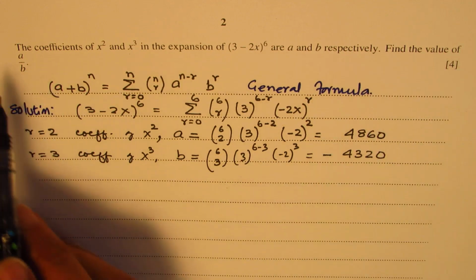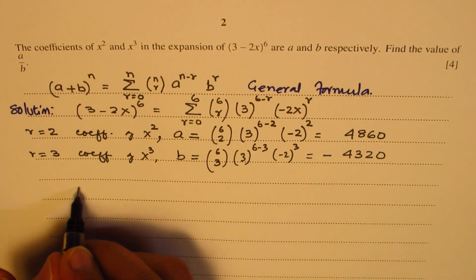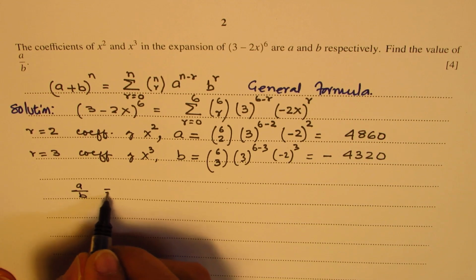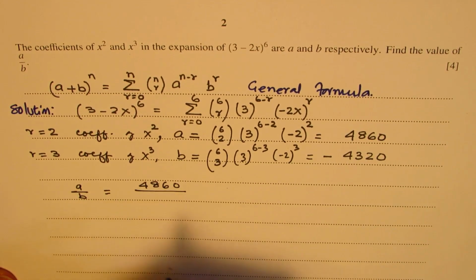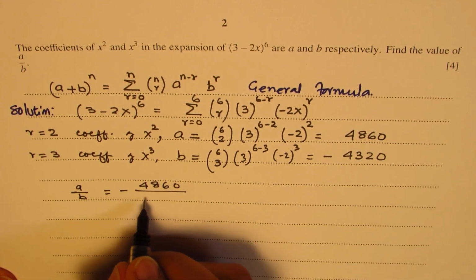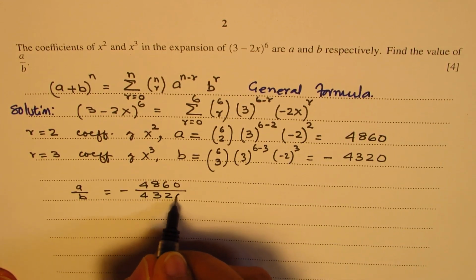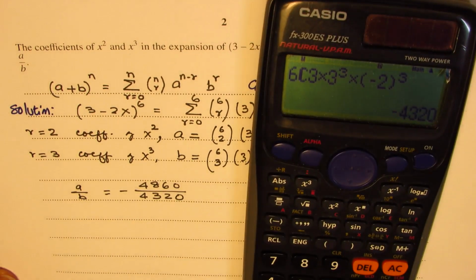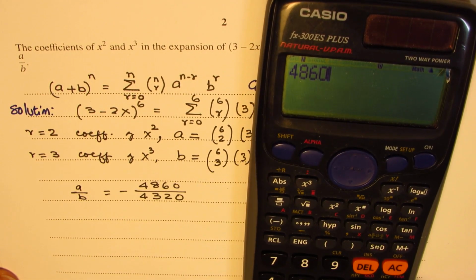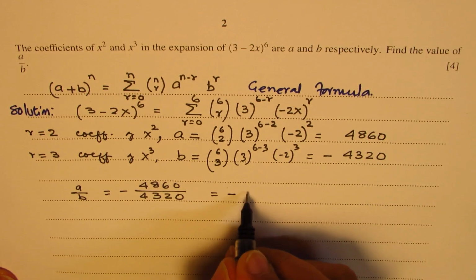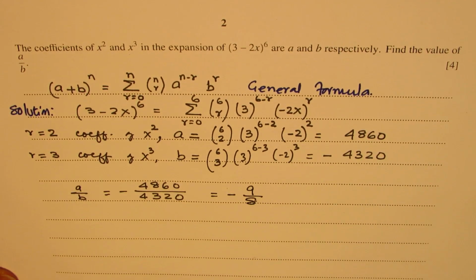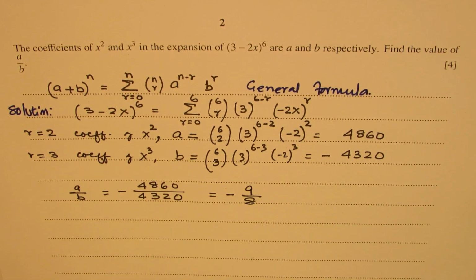We need to find the value of a over b. So a over b for us will be equal to, a is 4860 divided by negative 4320. So let's divide. So we have 4860 divided by 4320. That gives us 9 over 8. So we get this answer as minus 9 over 8. Correct? So that is how we can find these answers.